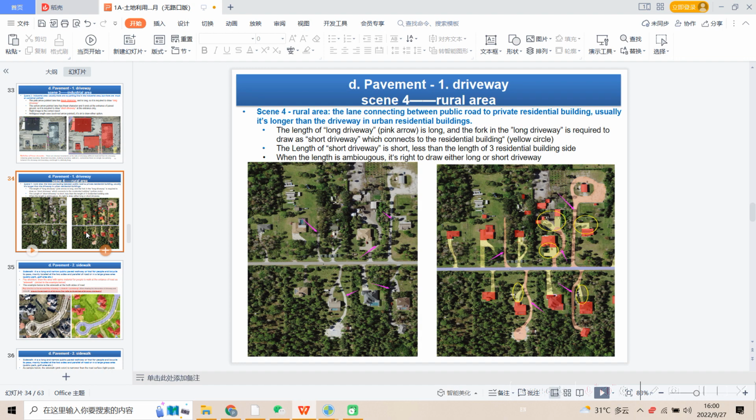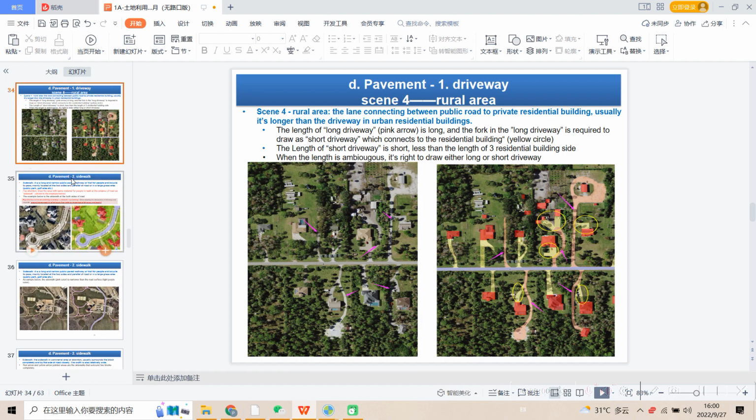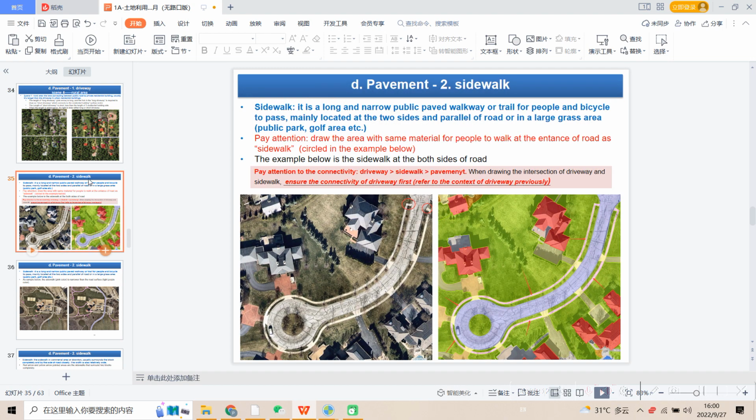There are different things and there are different types. So this is a big part. I want everyone to review this carefully and ask questions if you are not sure. And whenever you have questions, you can always refer to this training document to get your answers explained. So next, let's move to the sidewalk.